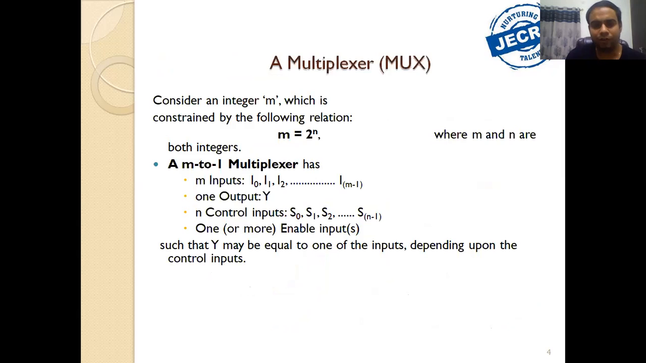Now, in mathematical language, we can say that if we consider m an integer constant with the relationship m equal to 2 to the power n, where m is the number of inputs and n is the number of selection lines, we have an M to 1 multiplexer. M inputs I0, I1, I2, I3 up to I m minus 1, and output is Y. Control inputs S0, S1, up to Sn minus 1.